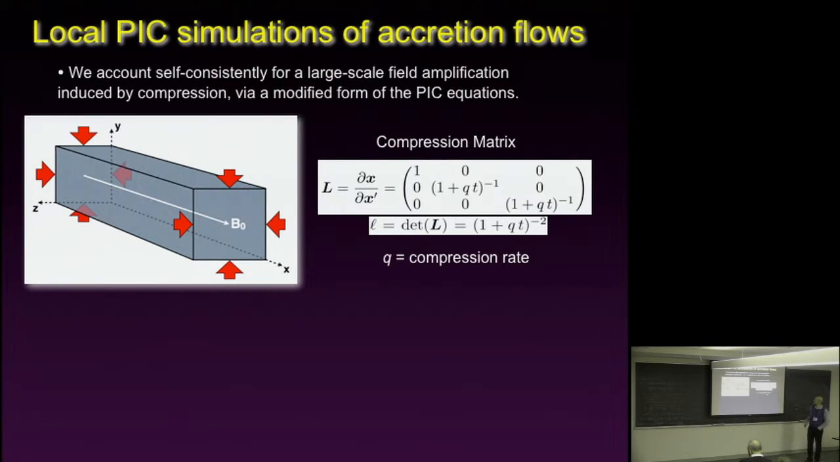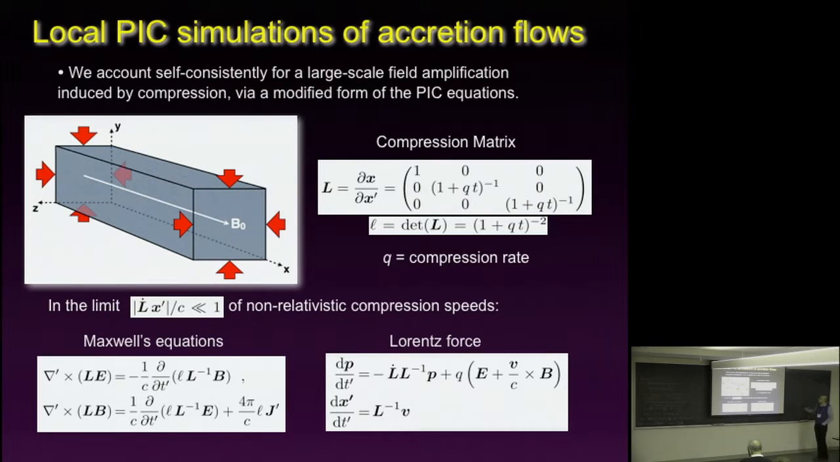We set the compression rate, how fast you compress, as a function of the frequency of gyration of ions in the background field. And you can see how the equations that we're solving, Maxwell's equations and the Lorentz force, are changing at first order in the limit of non-relativistic compression speeds, which is always well satisfied. So you can just rewrite the equation, solve the same system, but just with the matrix or the first derivative of the matrix entering your equations, but you can still keep the same algorithms, the same formalism. And what do you get out of this?